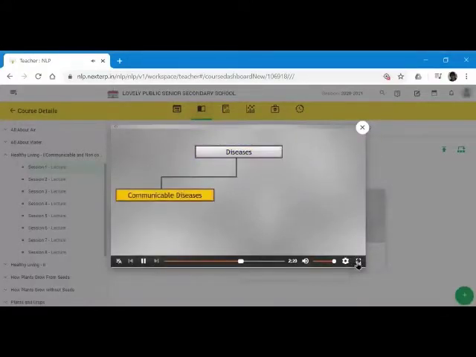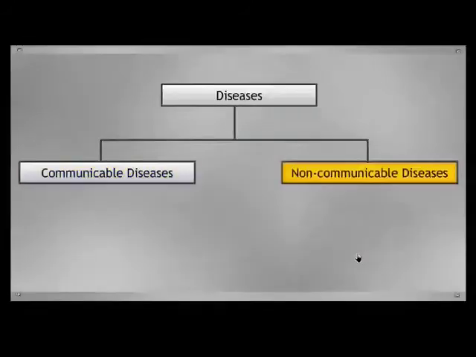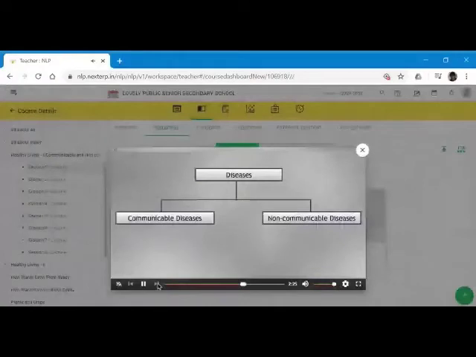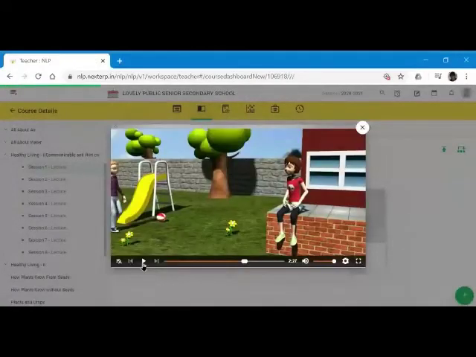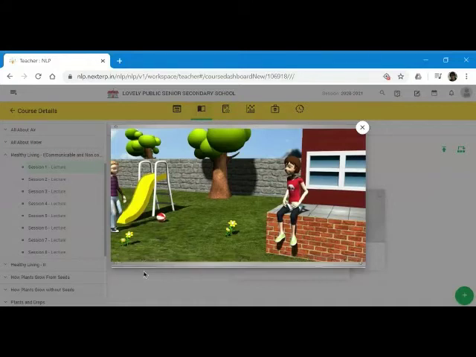There are 2 types of diseases: communicable and non-communicable diseases. The diseases can be divided into 2 main groups. In the videos which I have already uploaded, we have also done that the diseases are divided into 2 groups. Number 1 is communicable diseases and second is non-communicable diseases.